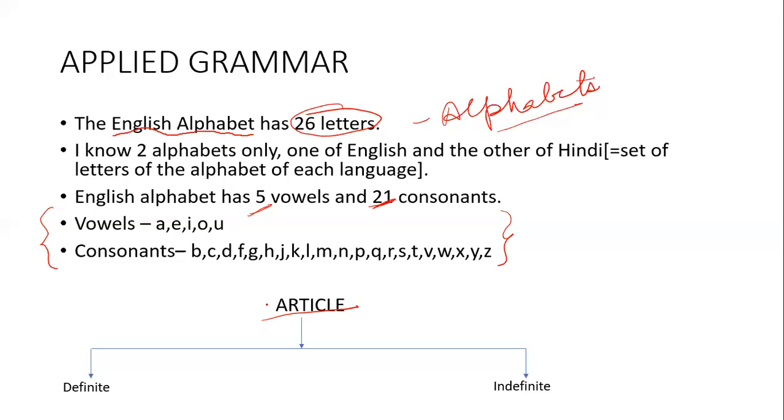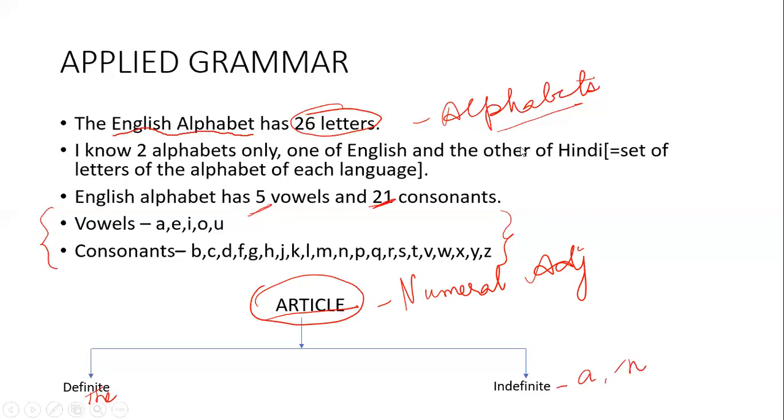Now, the most important thing that we're discussing today is article. Article, all of us know, it's a, an and the. Article is also called a numeral adjective. When we are discussing adjective, we'll be coming back to this again. Now, article is divided into two parts, definite and indefinite. The definite article is the, and the indefinite is a and an. Now, through some examples, I'm going to start.